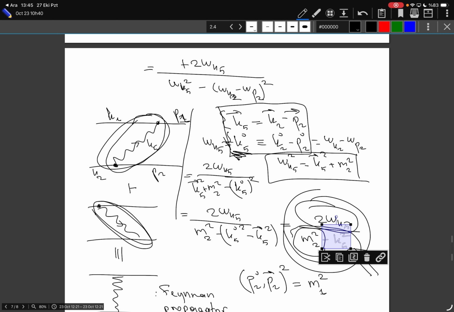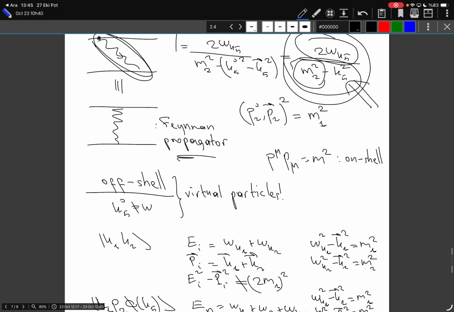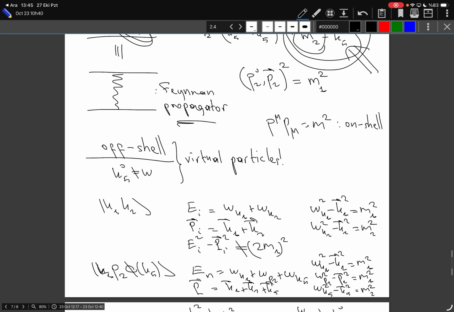Yes, we are kind of inventing this 4-momentum. We are assigning this 4-momentum to my particle still, my intermediate particle. Its 4-momentum squared is not its mass squared. Usually if you have a particle, its 4-momentum squared is equal to its mass squared. So we make this distinction. We have particles, let's say, which have 4-momentum squared equal to their mass squared.